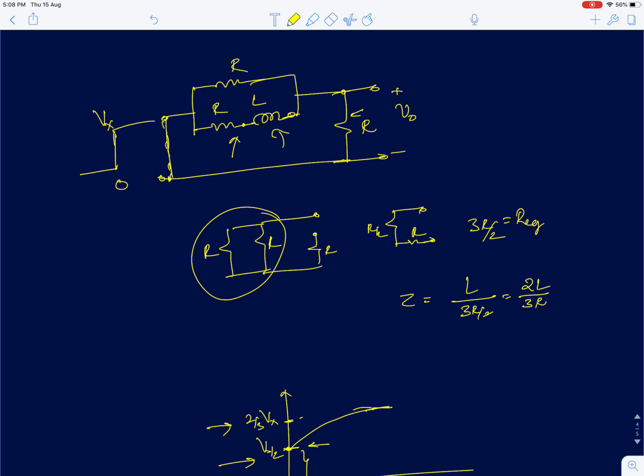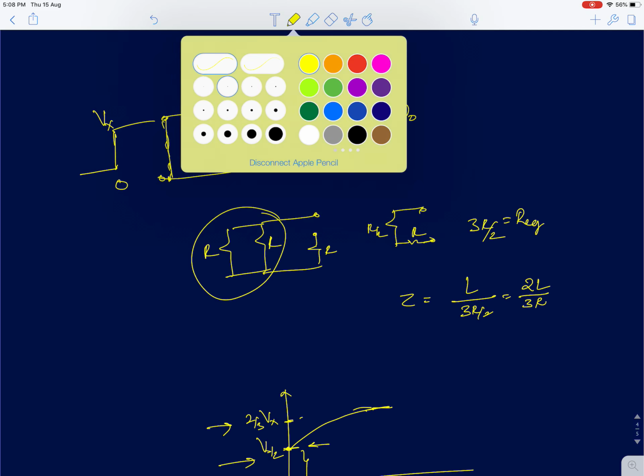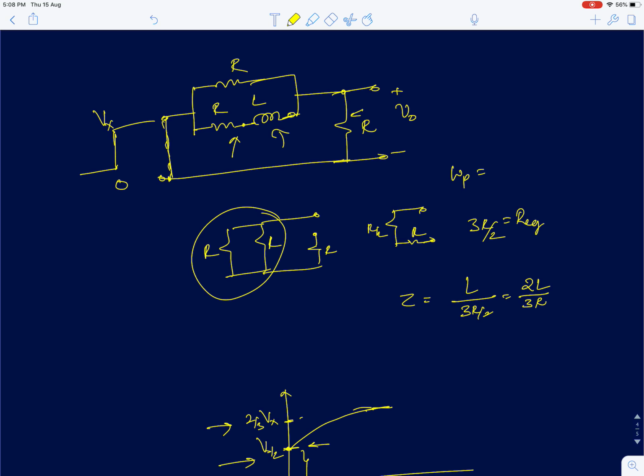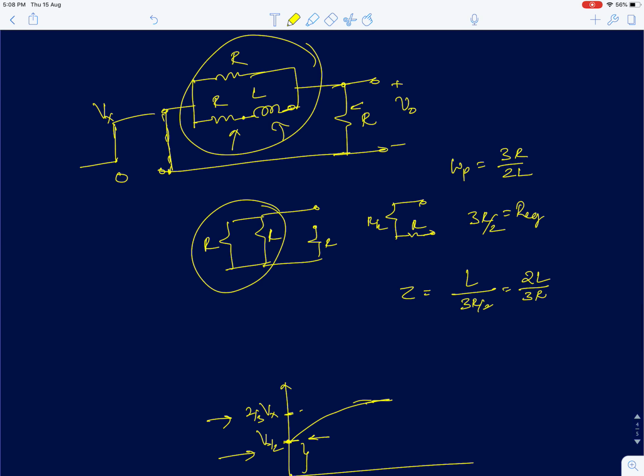So the pole in this case is going to be 1 by time constant. So that will be simply 3R by 2L. The 0 can be found by equating this impedance to infinity, and that will happen when SL plus R equals minus R. So the 0 is going to be minus 2R by L, or the value of 0 will be 2R by L. So if you see, 0 is 2R by L and the pole is at 1.5 R by L, so pole occurs first.